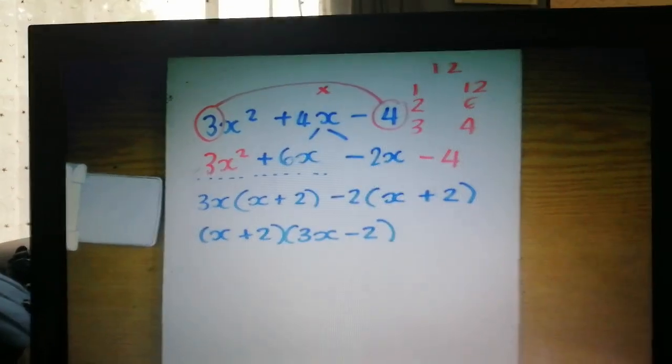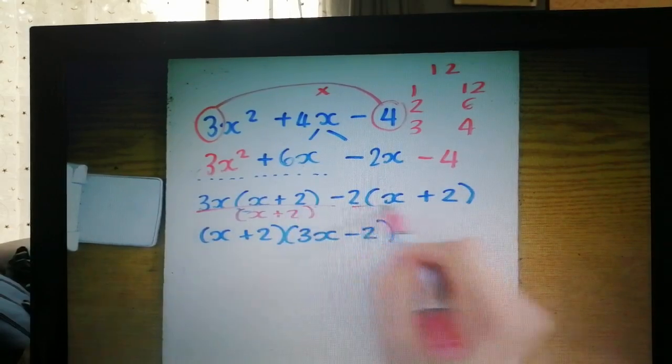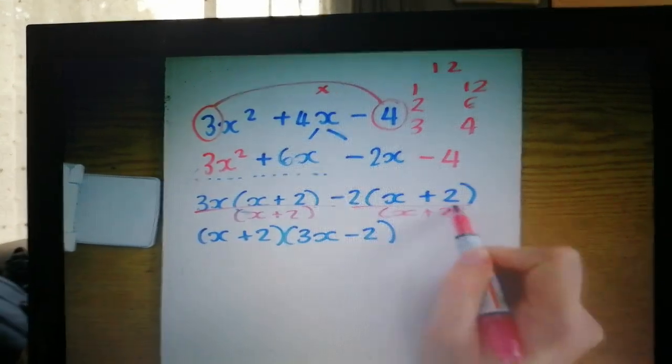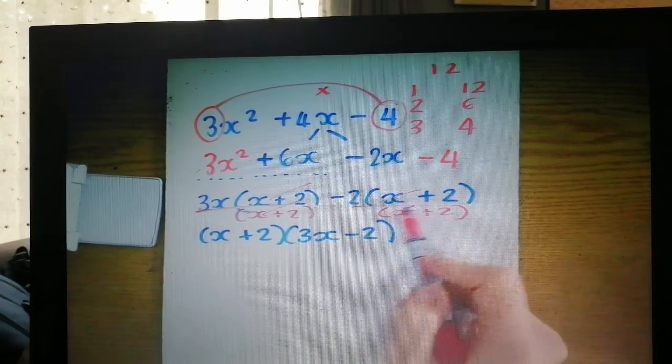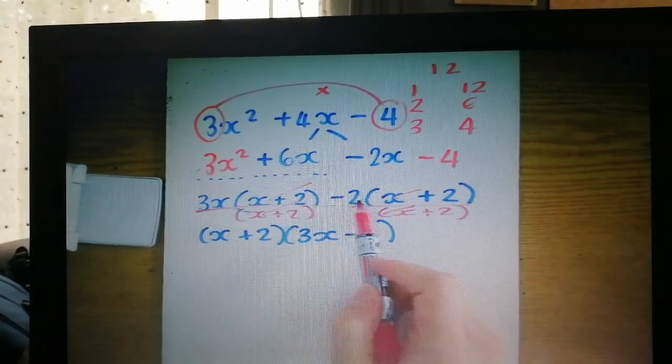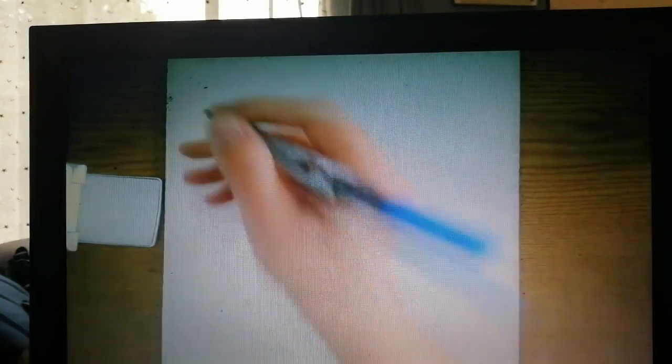Remember, when I take my common bracket out, it's as if I divide each term by the bracket. Because it's a monomial over a monomial, I can cancel. So do you see I'm left with 3x minus 2? That's example 3. Now I'm going to do example 4 with you.